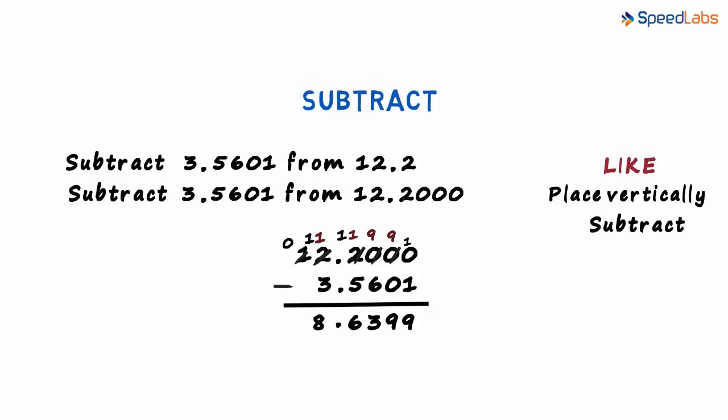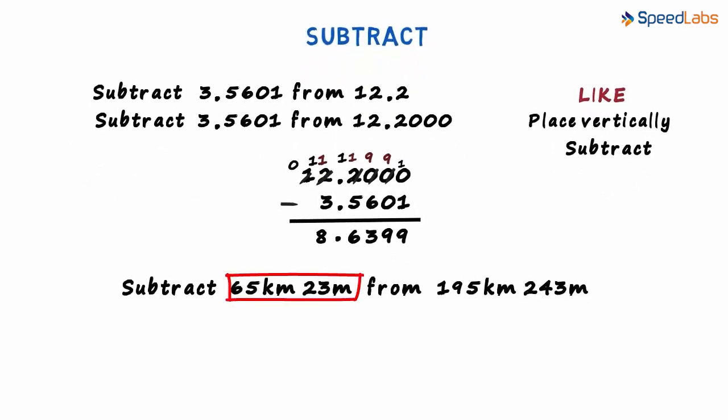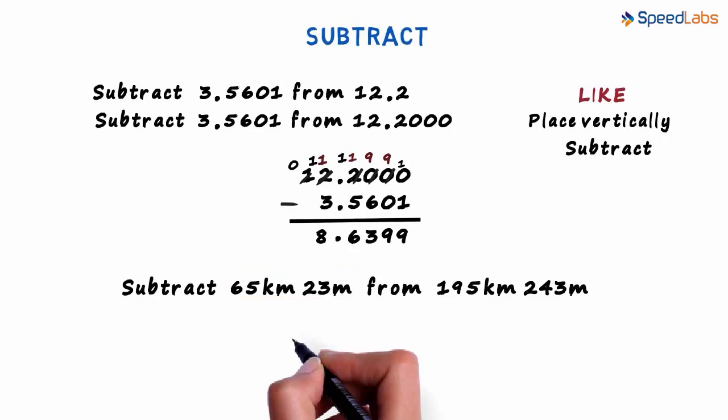But where can we use this concept? Say we are asked to subtract 65 kilometers 23 meters from 195 kilometers and 243 meters. We have been asked to subtract distances. To perform this subtraction, it's better we convert both distances to kilometers and subtract.